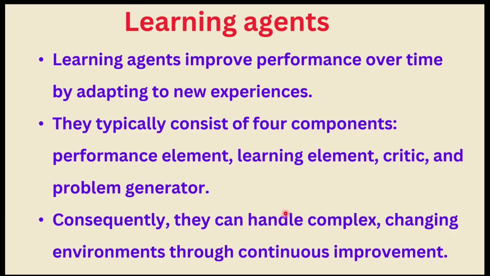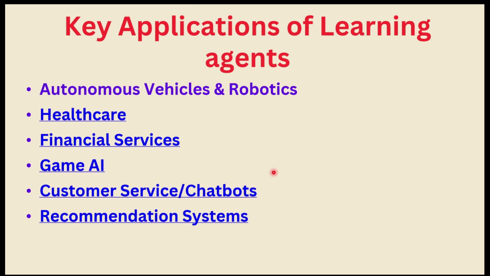They can handle complex and changing environments through continuous improvement. As they adapt to new experience, they get continuous improvement whenever a change occurs, and they can solve complex problems also. So this is a learning agent. Next we'll see key applications of learning agents: autonomous vehicles and robotics, healthcare, financial services, game AI, customer service or chatbots, then recommendation systems.